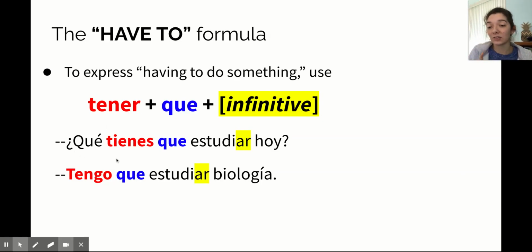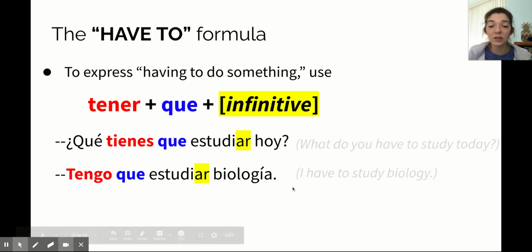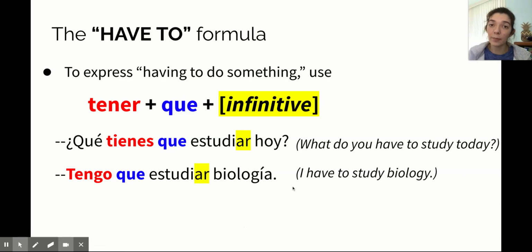So if I ask you, ¿qué tienes que estudiar hoy? And then you respond, tengo que estudiar biología. First of all, what is this question asking us? ¿Qué? Think about what that word que means. Tienes que estudiar hoy. It's asking, what do you have to study today? And you're replying, I have to study biology.